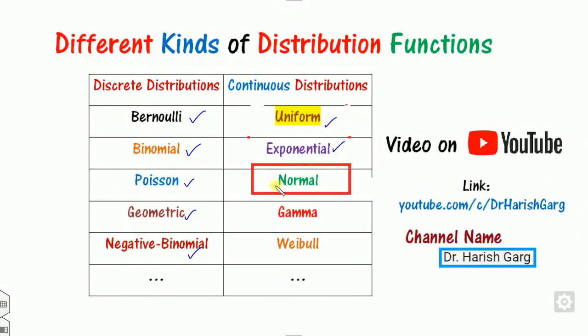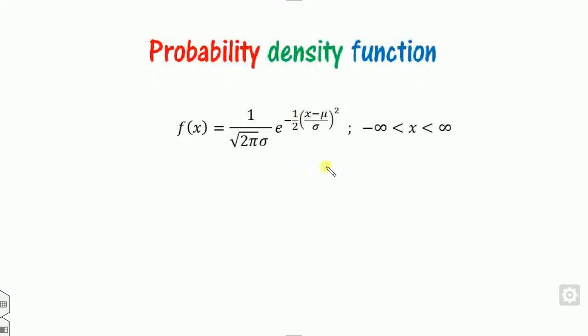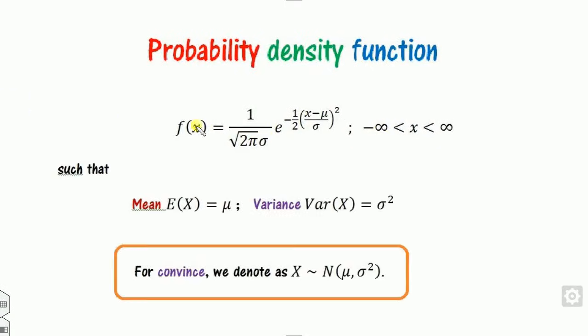In this lecture, we will see how this normal distribution works and what is the importance of this distribution. So first of all, what is the probability density function of the normal distribution? It is defined this way, and the domain is the whole real line. Here, mu and sigma are the mean and the variance.